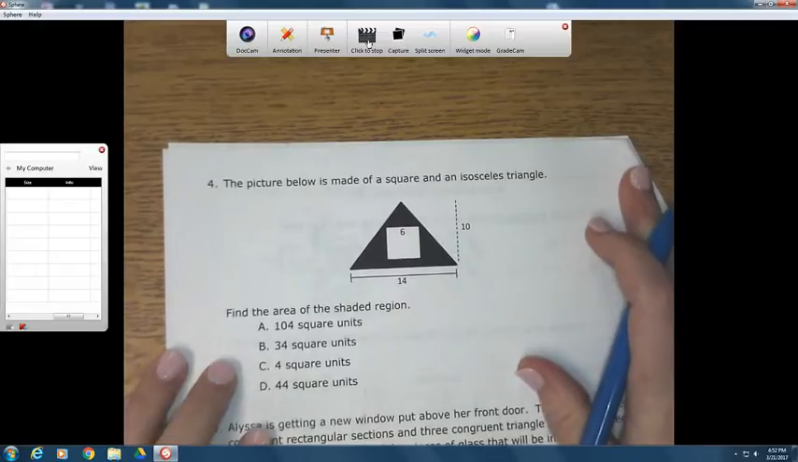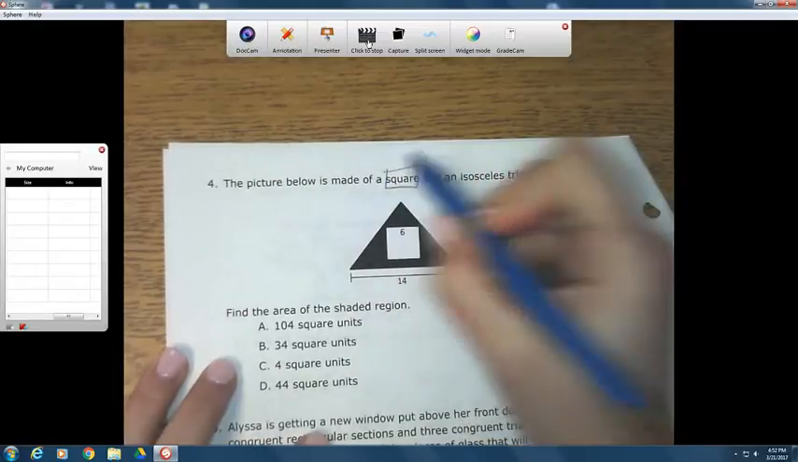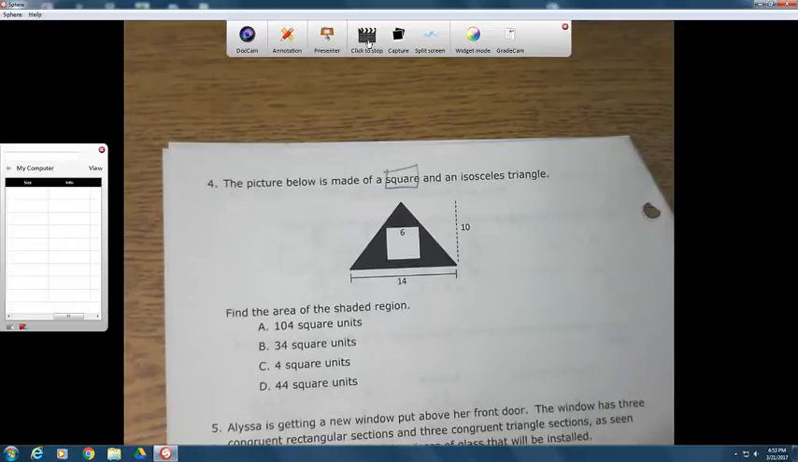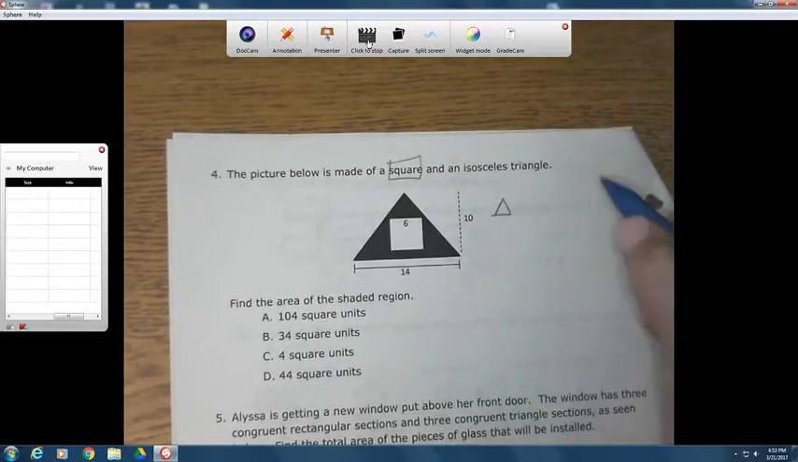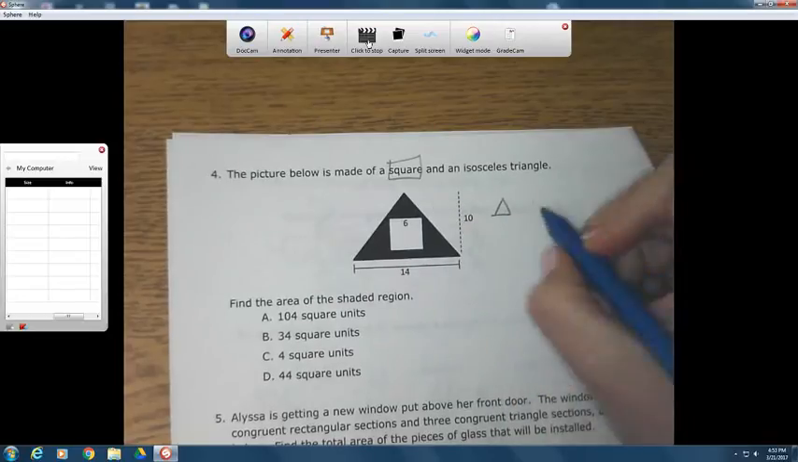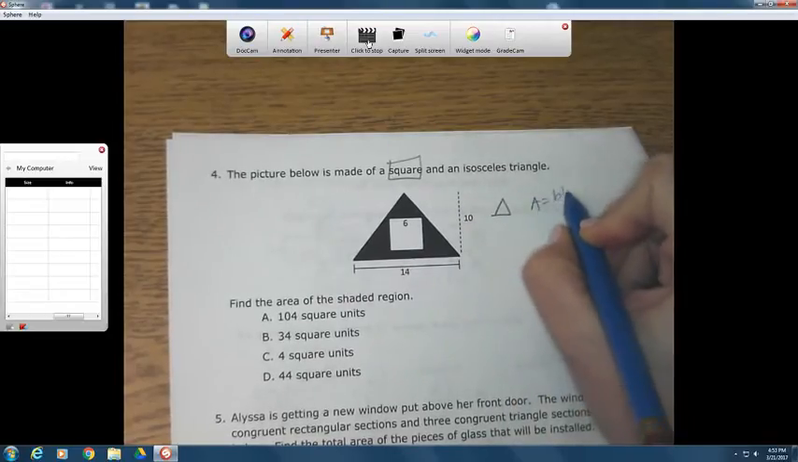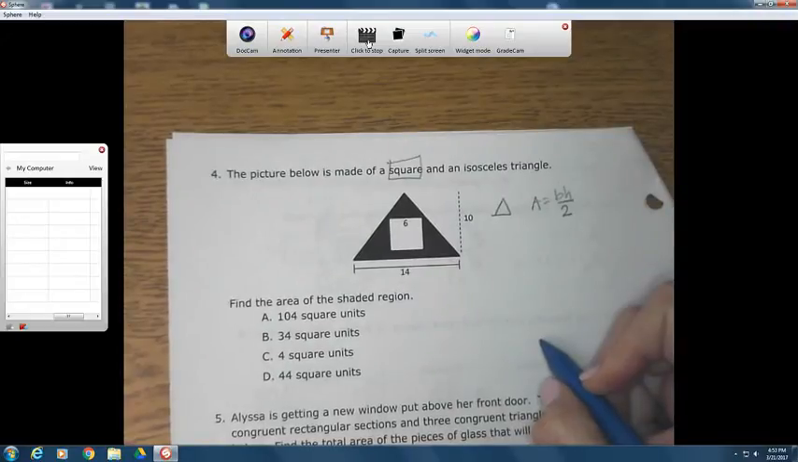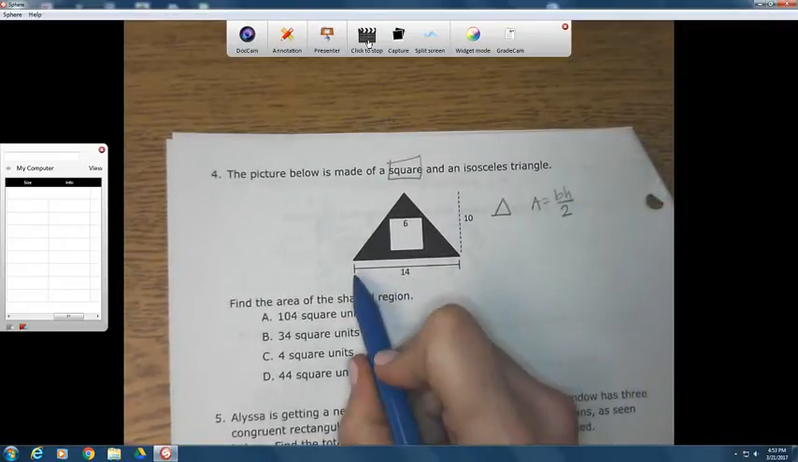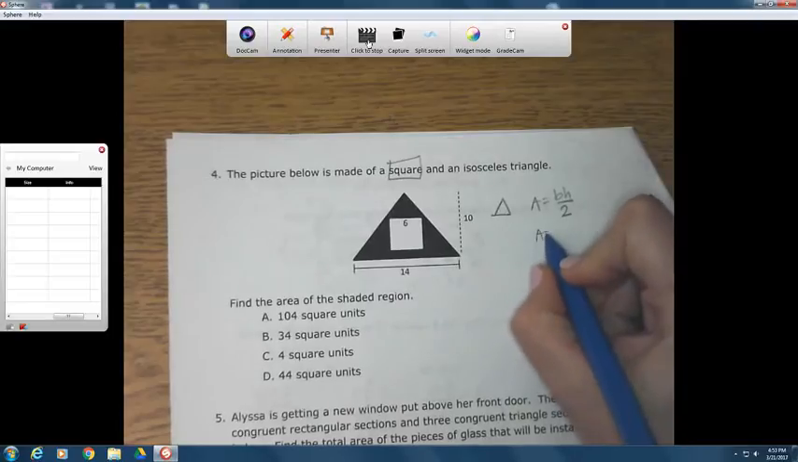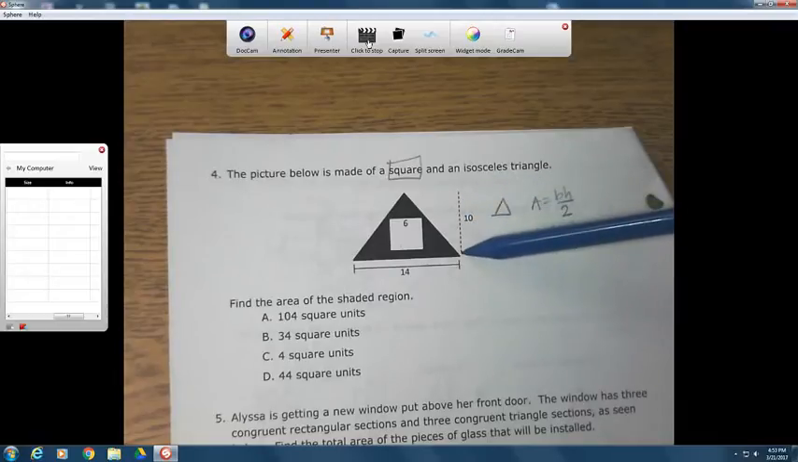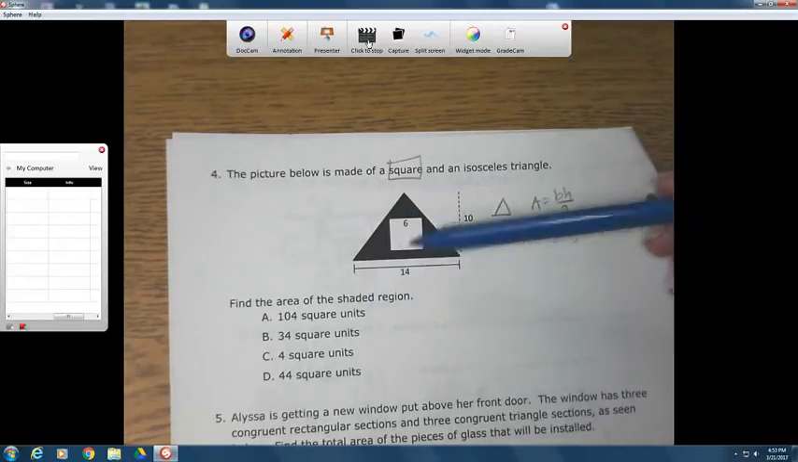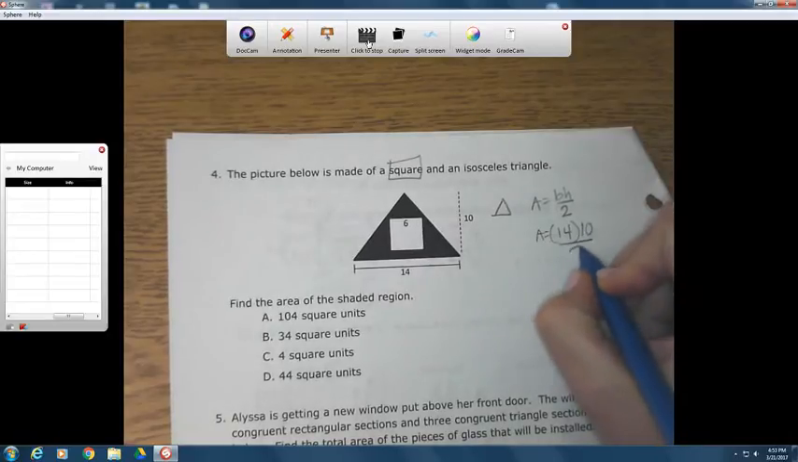Picture below is made of a square. Square simply means all sides are equal, and an isosceles triangle. It says find the area of the shaded region. So I have a couple things I have to do. First, I'm going to find the area of my big whole triangle. So this area equals base times height, divide by 2. So my base, at the bottom, is 14. Area equals 14 times my height. Well, my height here is the 10, and it's the dashed line, going from the top down to the bottom, times 10, divide by 2.